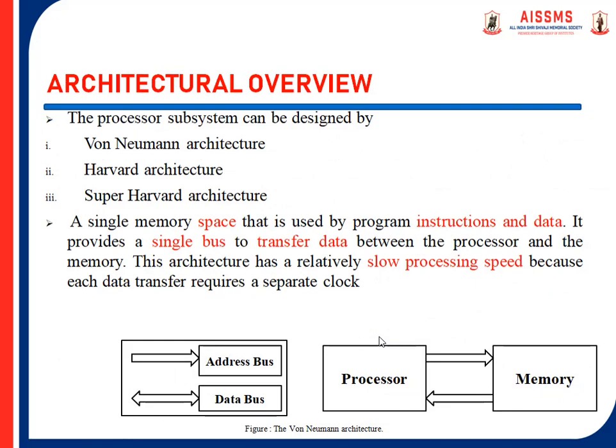Architectural overview. The processor subsystem is designed with various types of architecture such as von Neumann architecture, Harvard architecture, and super Harvard architecture. Here we are going to discuss the key points of von Neumann architecture. It consists of a single memory space for program instructions and data, and a single bus for transferring data. The drawback of this architecture is slow processing speed, because data transfer requires a separate clock.